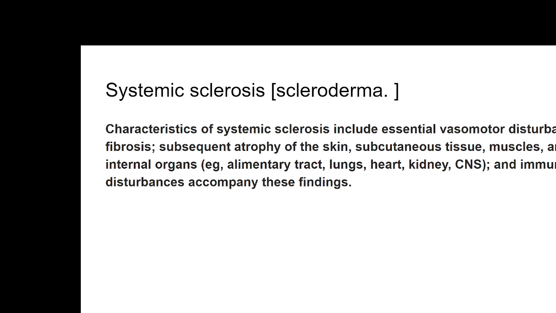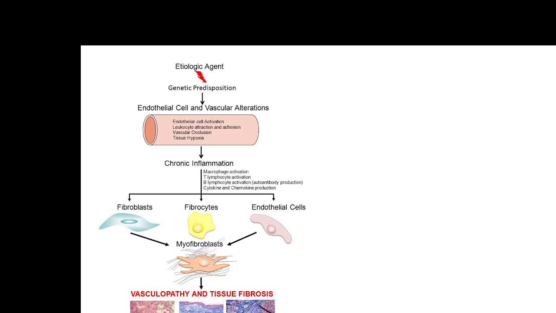Now, the definite features of systemic sclerosis: it presents initially with vasomotor disturbances, like abnormality of the blood flow to the periphery, then presents with fibrosis and atrophy of the skin or subcutaneous tissue, or there could be involvement of internal organs like lungs, heart, kidney, and immunological disturbances may also be present.